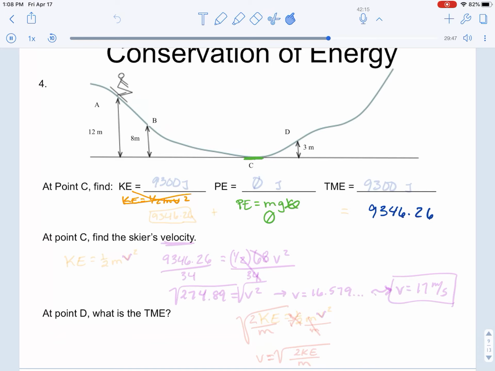So in this case, all of my potential energy was transferred into the form of kinetic energy, and they once again have to add up to that total over there. So 9346.26 is how much kinetic energy we would have at the bottom of the hill. So, to write in our official final answers here.